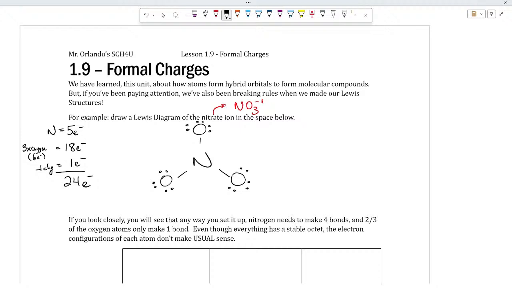Count. 2, 4, 6, 8, 10, 12, 14, 16, 18, 20, 22, 24. So that is the correct number, right? But what doesn't have a complete octet? And can we give it one? We don't have an odd numbered situation or something here. Sure we can.